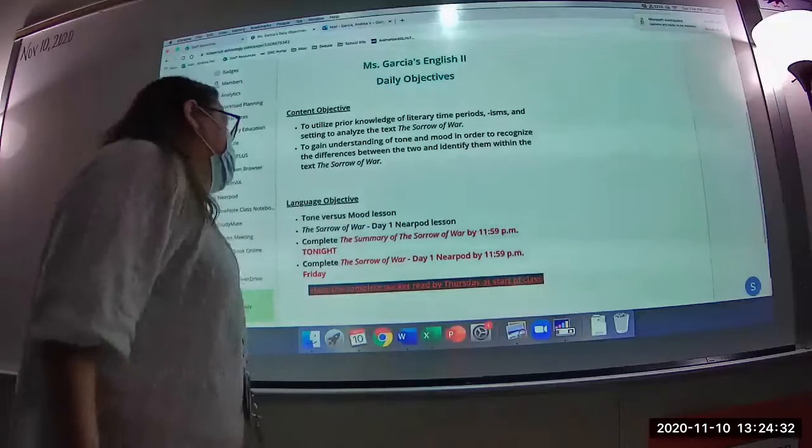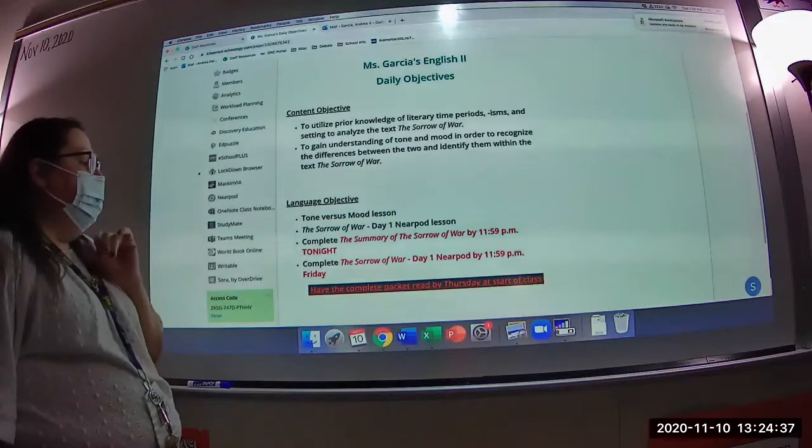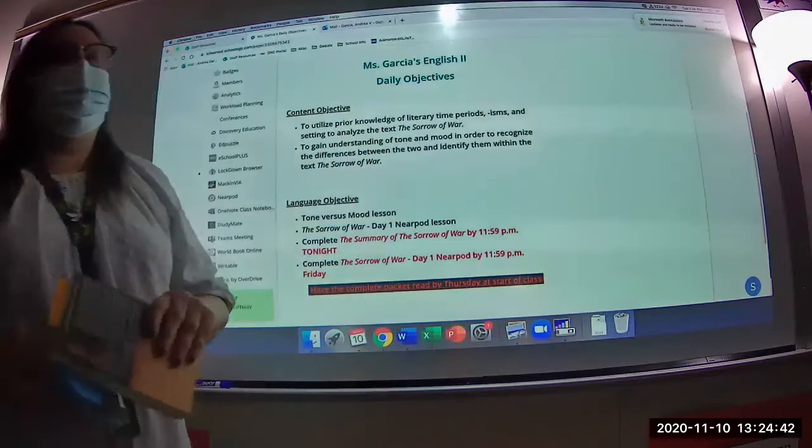Tonight, you do need to complete your summary of The Sorrow of War by 11:59, and then you need to complete the Nearpod by Friday. And also, when you come back on Thursday at the start of class, you need to have read all 18 pages.